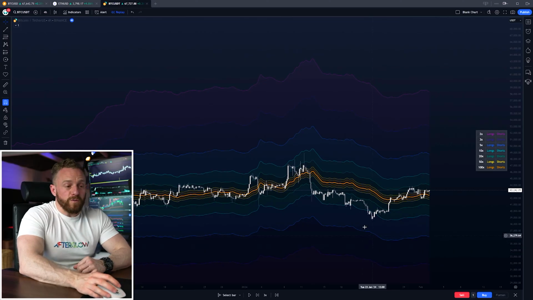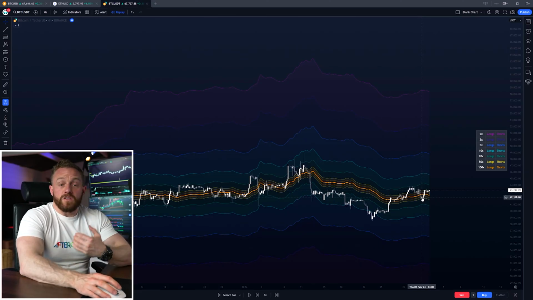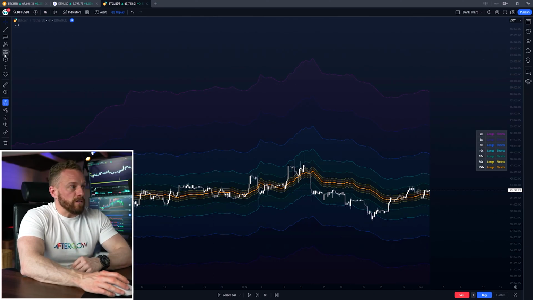So first of all, we can see price has bounced off the lows, come back into the core liquidity, gone above, and then come back down to test it as support. Now this could be a good point to start thinking about longs. So let's say you entered a long position here.